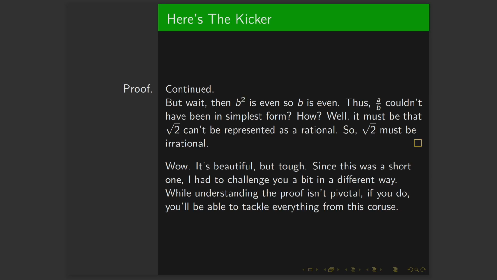It's a little tough. It's a little annoying, but it's kind of beautiful in its own way, right? And since this was a short one, I wanted to challenge you a little bit. The proof isn't really pivotal to anything, but the idea here is we always want to learn proofs to make our proof brain better, right? Having more examples of proofs and how they work always helps out. So that's why I wanted to include this proof in here, even if it's a little tough to understand.